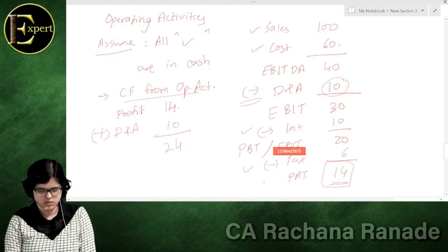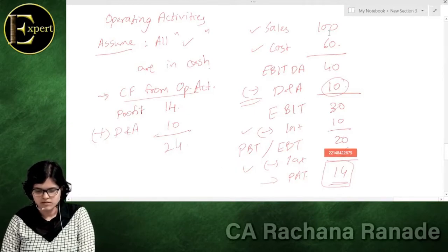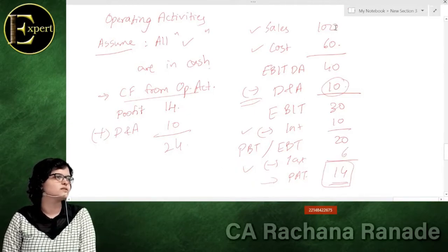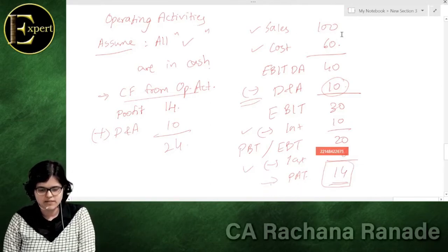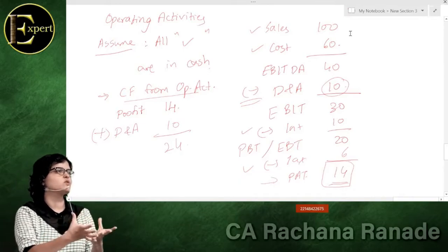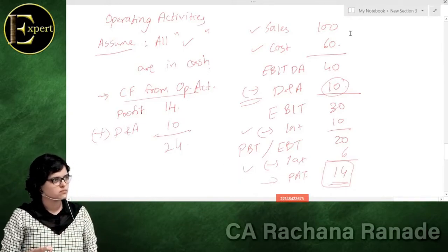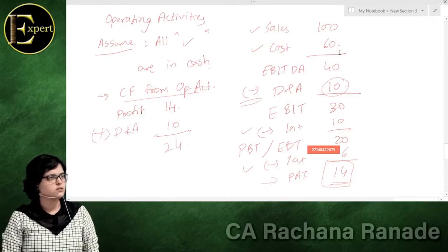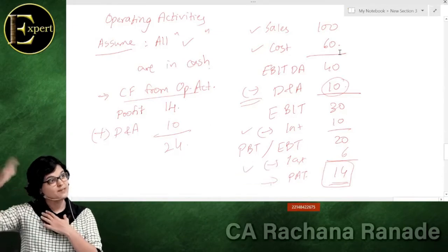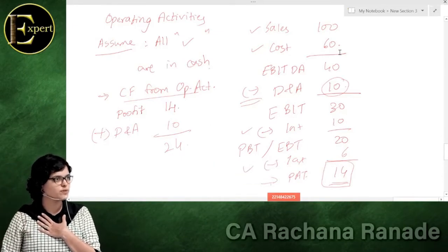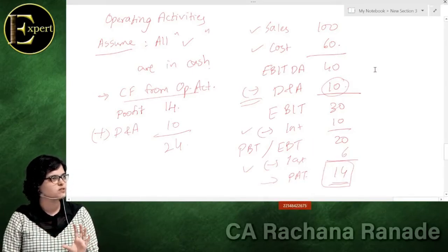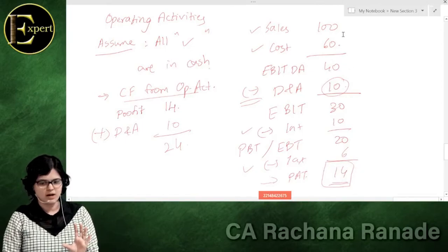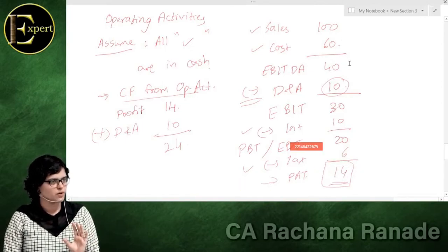This one? I'll explain one more time. See, sales is 100. What is my assumption? The assumption is that all transactions are in cash. So just imagine I sold something to you and you gave me 100 rupees. Then cost is what I paid to my supplier. Assume I paid 60 rupees to my supplier. So what is my basic earning before interest, tax, depreciation, amortization? It is 40. 100 minus 60. This is simple.